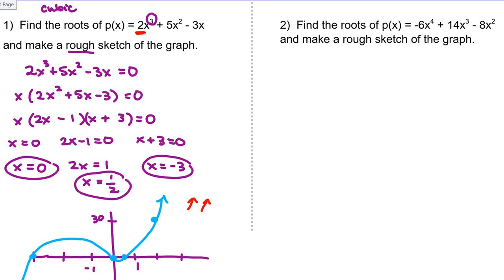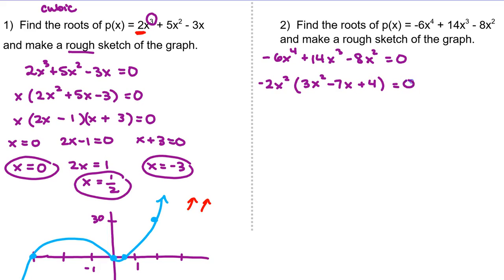All right, just like in number 1, to find the roots, we want to set the polynomial equal to 0. The roots are the values of x that have a y value of 0. And in this case, we can factor x squared out of all the terms. In fact, we can factor even more than that. We can factor -2x squared out of all of the terms. That gives us -2x squared times 3x squared minus 7x plus 4. And I'm going to see if that's factorable.